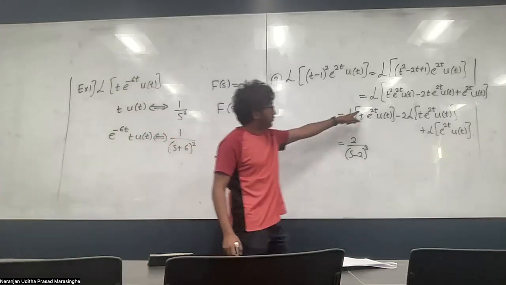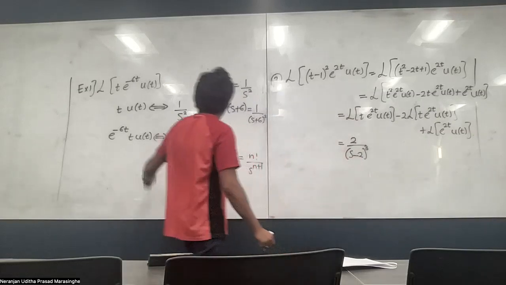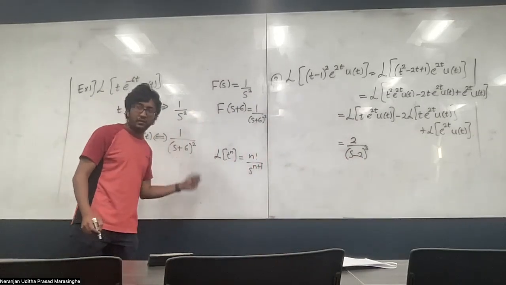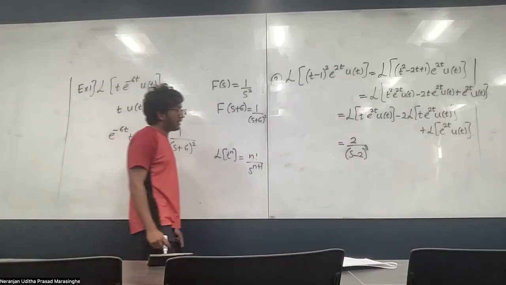Because here I am having 2, right? That's why I get s minus 2. Here I had a negative, now that's why I got positive. Okay. That part is done.